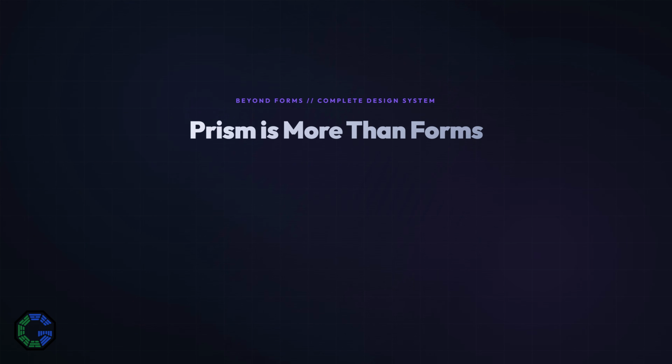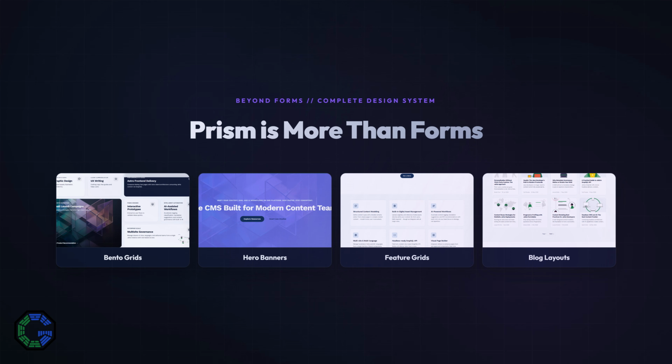Prism is more than just forms. It's a complete design system for Jahia, featuring Bento grids, hero banners, feature grids, and blog layouts.